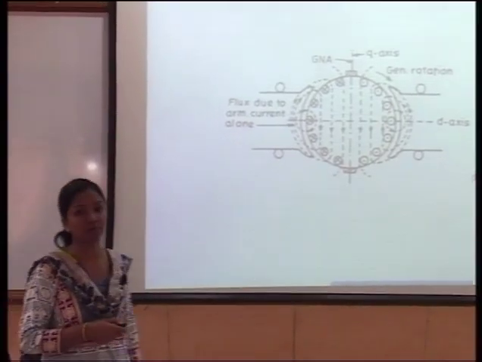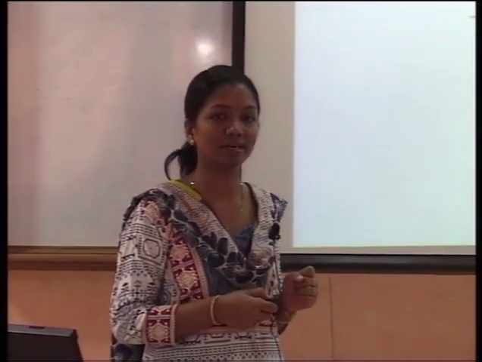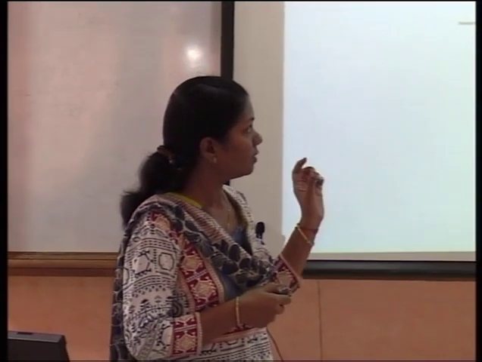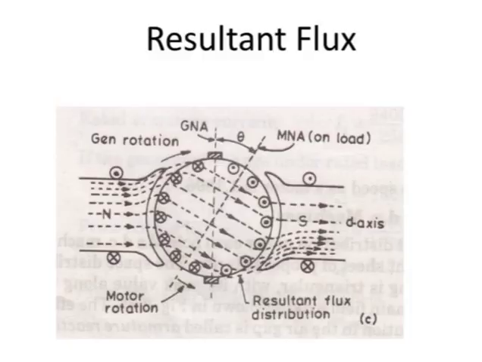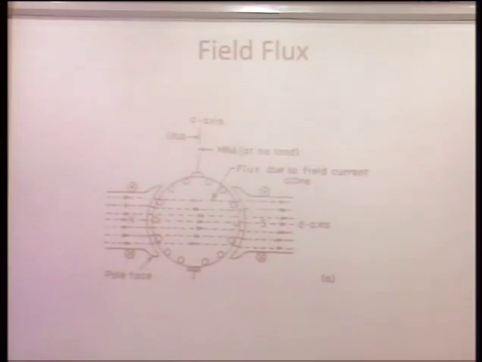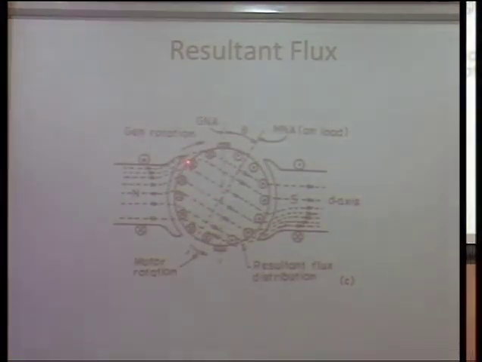Now when the machine works, the field flux is there and the armature also carries the current. While working of the DC machine, the field flux is there, the armature flux is there, and the resultant flux looks like this. This flux distorts from the main flux. If we look at the main flux, the main flux was like this. Now, adding the effect of armature reaction, the total flux looks like this.